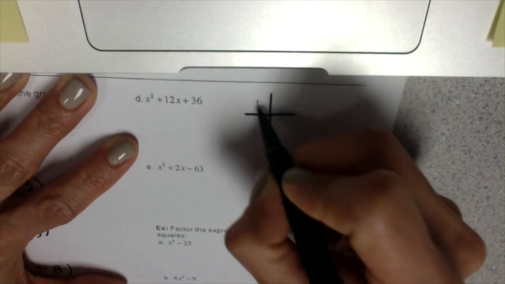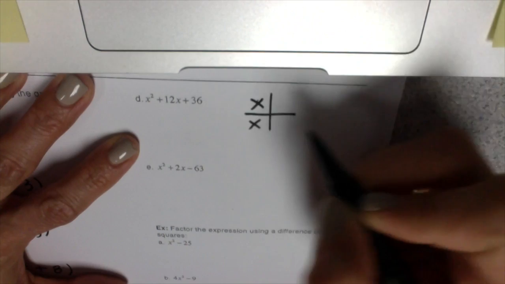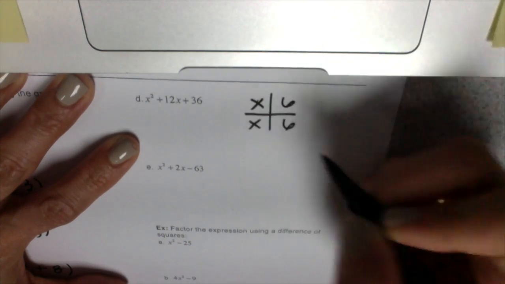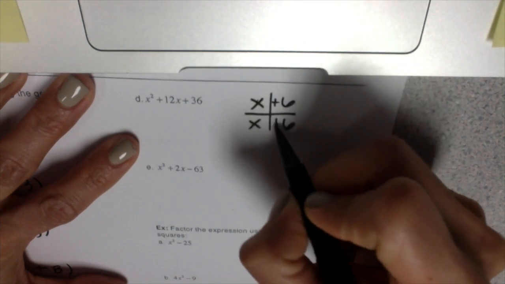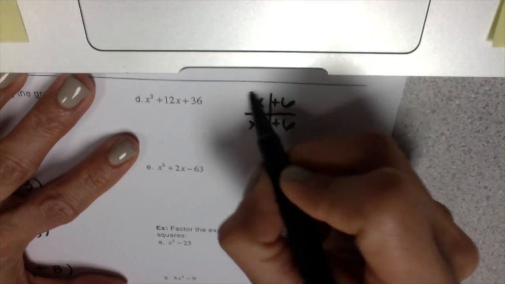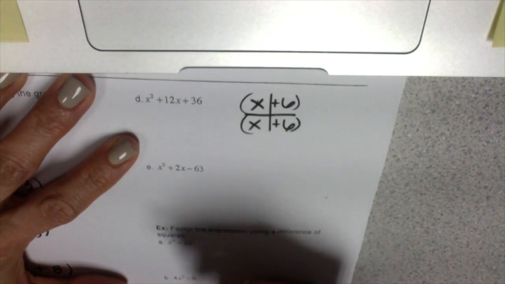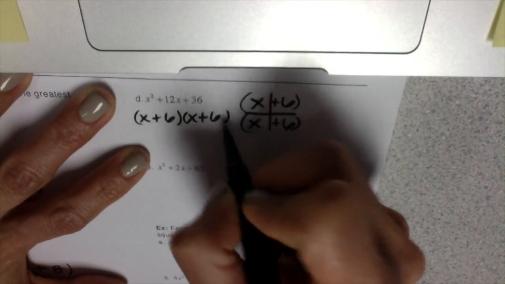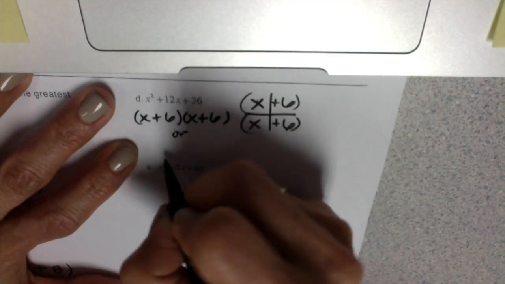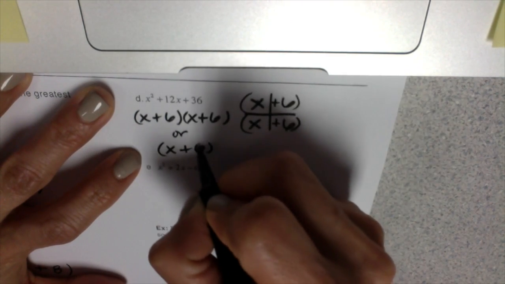So T-chart, up and down left, we'll go x, x. Up and down right, we'll go 6 and 6. We're trying to combine them to make a positive 12, meaning they both are going to get positives on them. And your answer goes left to right. So you can write your answer as x plus 6 times x plus 6, or we can write it as x plus 6 quantity squared.